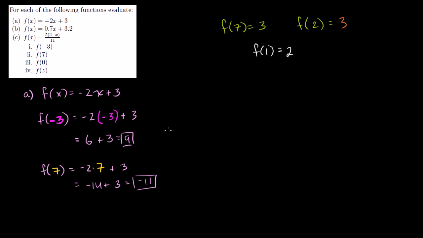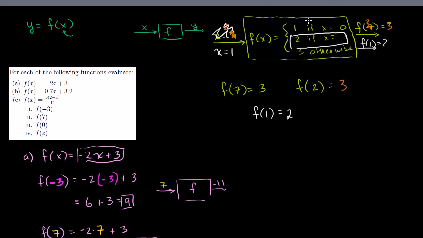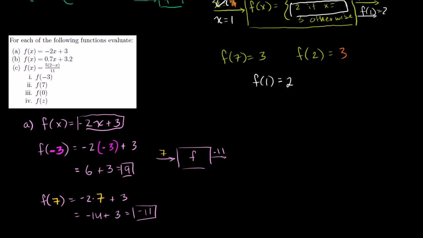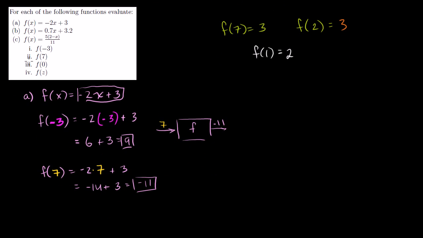Let me make it very clear. You put a 7 into our function f, and it will pop out a negative 11. That's what this just told us. This is the rule. This is completely analogous to what I did up here. This is the rule of our function. Let's do the next two. I won't do part B, you can do part B for fun. I'll do part C after that, just for the sake of time.